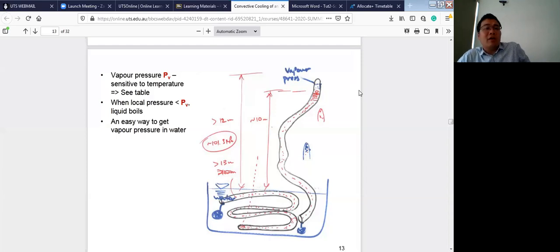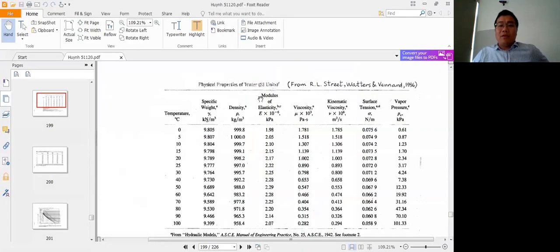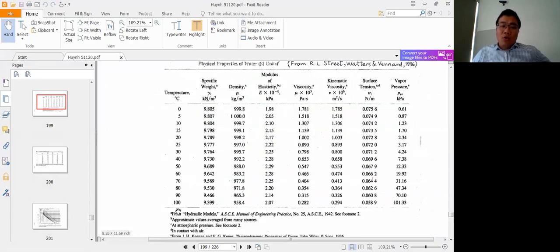Water boils at only 15 degrees if you can create a pressure of 1.7 kPa. Based on this table, in the normal condition, 101.3 kPa, water boils at 100 Celsius. But if you can decrease the pressure to only 1.7 kPa, water boils at only 15 Celsius.